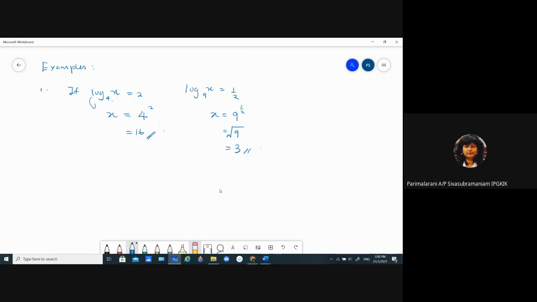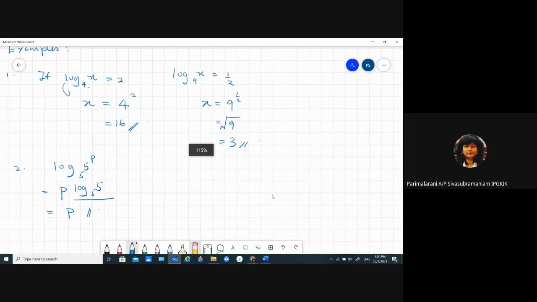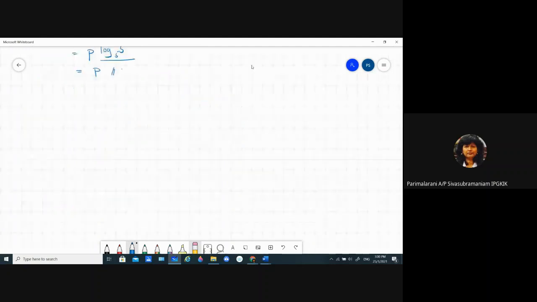Question 2. If you have log 5 base 5 to the power of p, find p. So how do we do this? This power, you can always bring it to the front. So this is equal to p log 5 base 5. And you know that log 5 base 5, these numbers are the same, so it's equal to 1. So this is equal to p. We're just simplifying it here. Okay, so question 3.